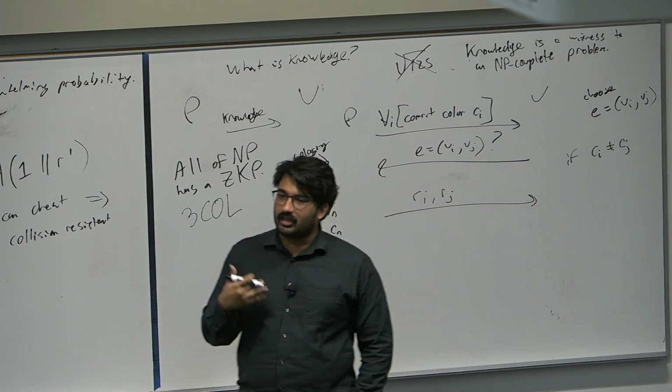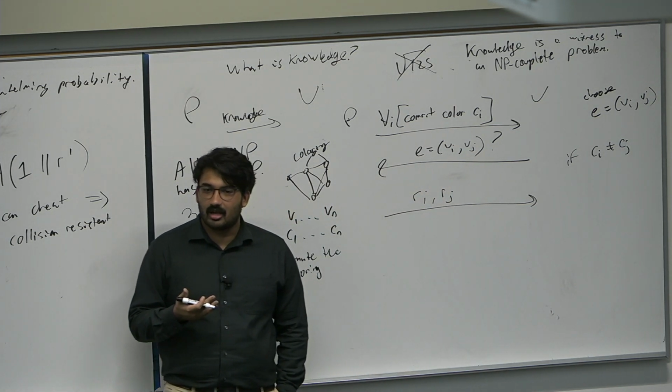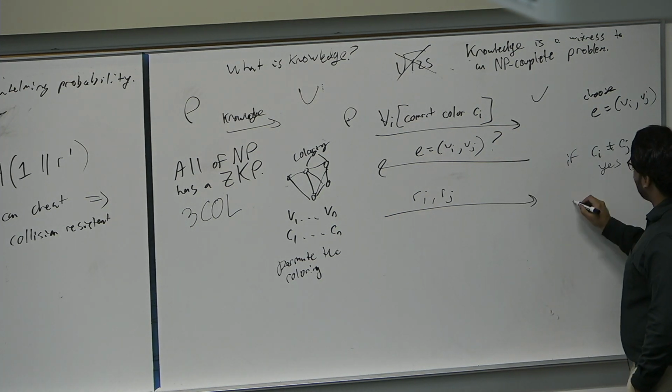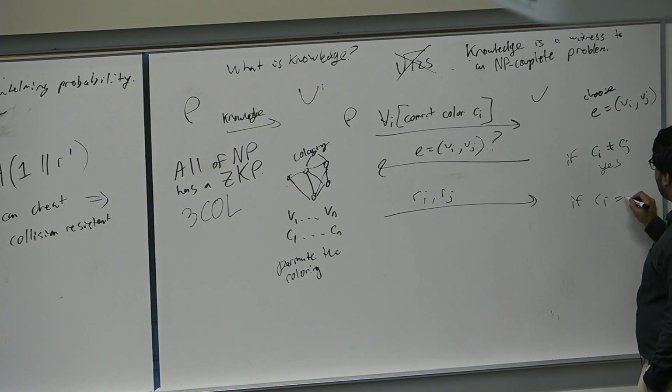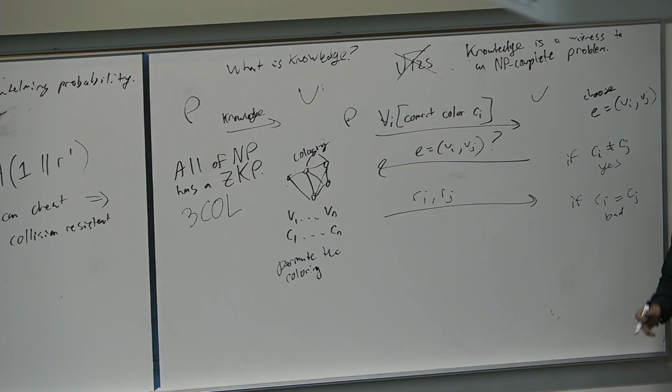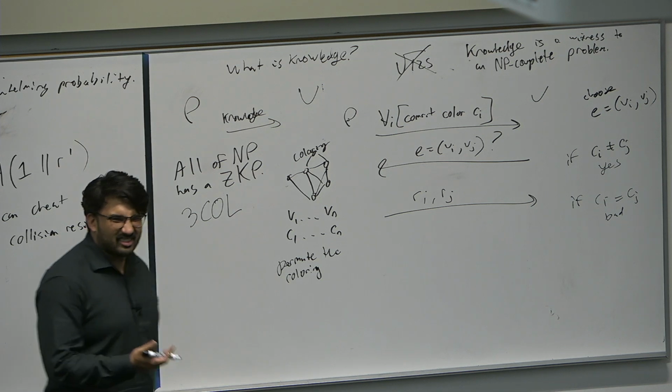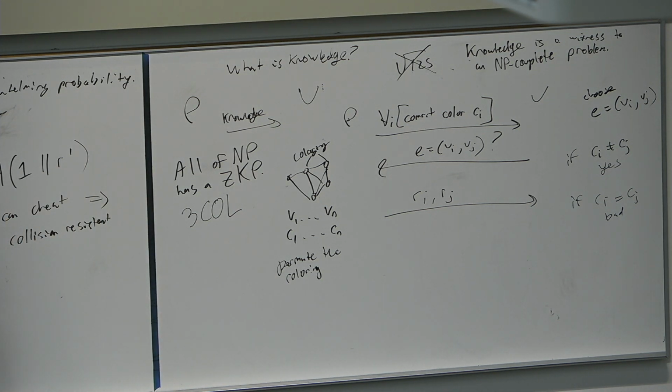If overwhelmingly it chooses edges and none of them share the same color, that's good, but if Ci equals Cj, they're not different, that's bad, right? Repeatedly open colorings, and then the verifier is going to be convinced that it's fine. There's a small problem with this, very small problem.